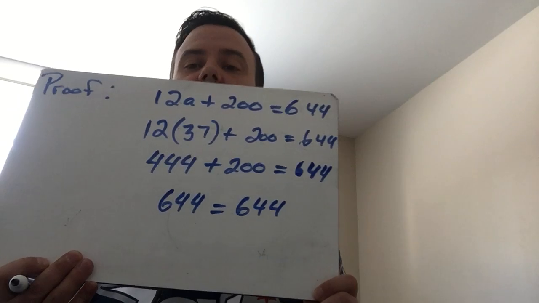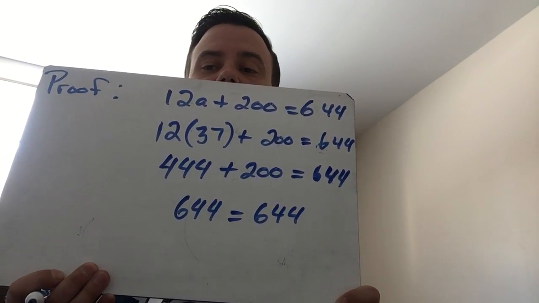12 times 37 is 444. Plus 200. Oh, shoot. I wrote that wrong. That's why I was confused. Answer 644. Okay. Anyways, 444 plus 200 is 644. You've got 644 on one side and 644 on the other. You know you've got the right answer. All right, 2 more questions.